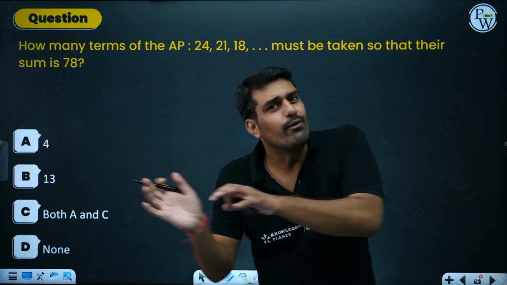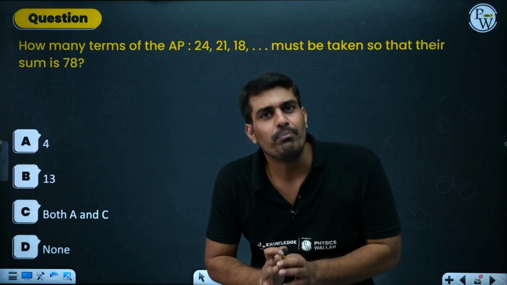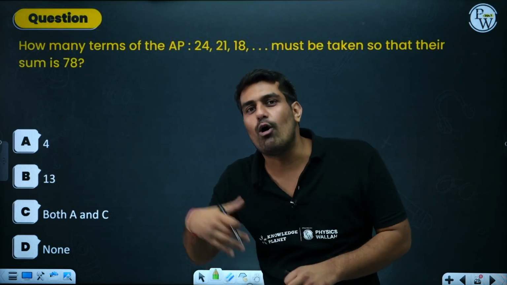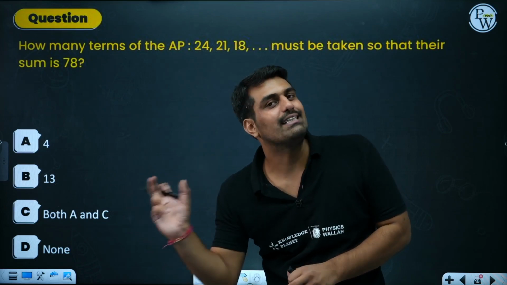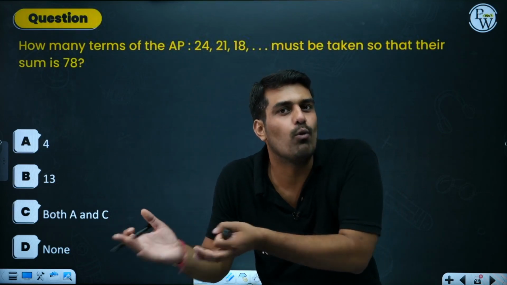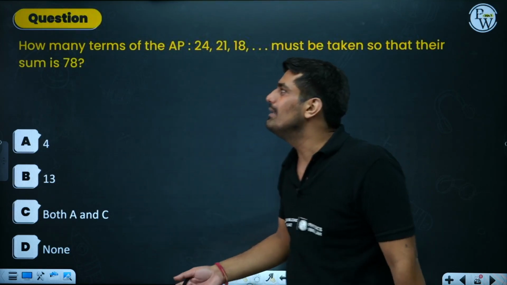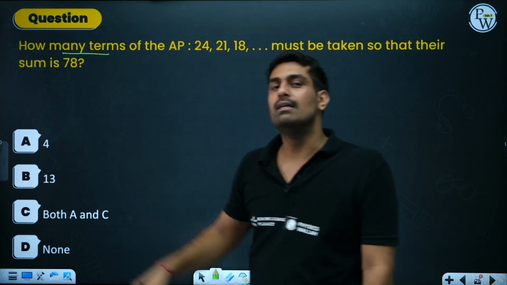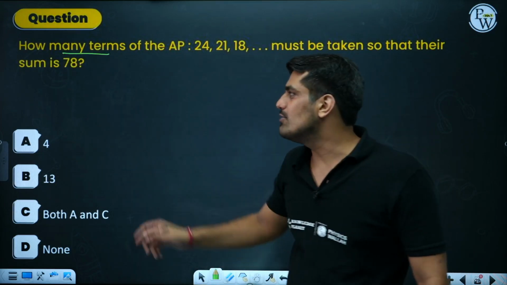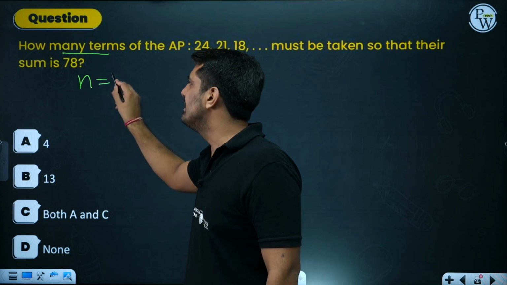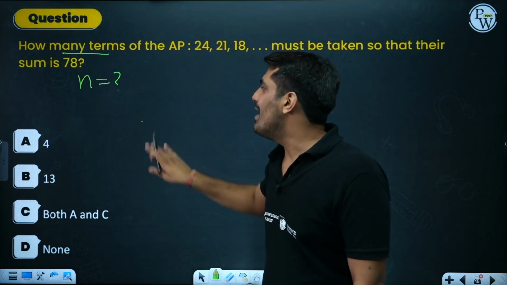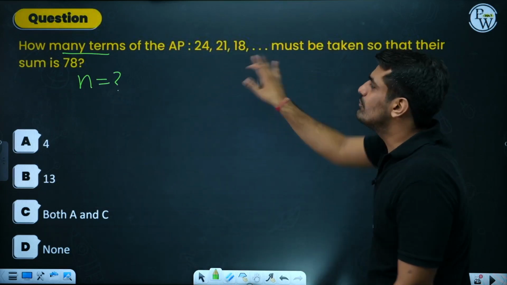Now, since the equation is given, it's not necessary that you'll always be calculating the value of S. Sometimes some other things would be missing. For example, they're asking how many terms. So basically, they're asking you the value of N. The value of N is missing. Rest of the things are given to you.